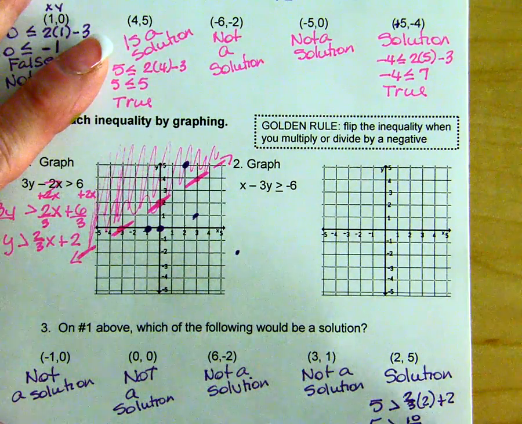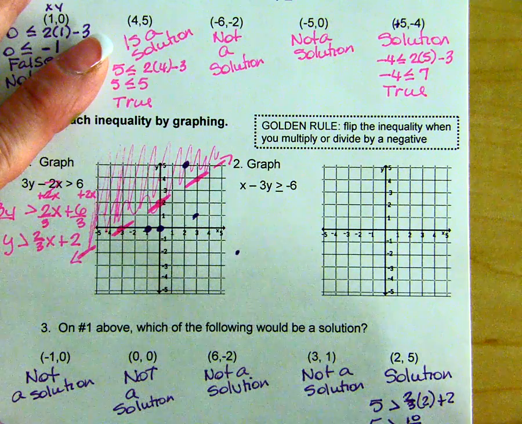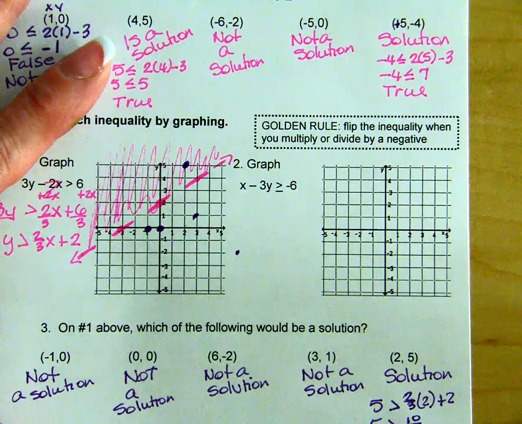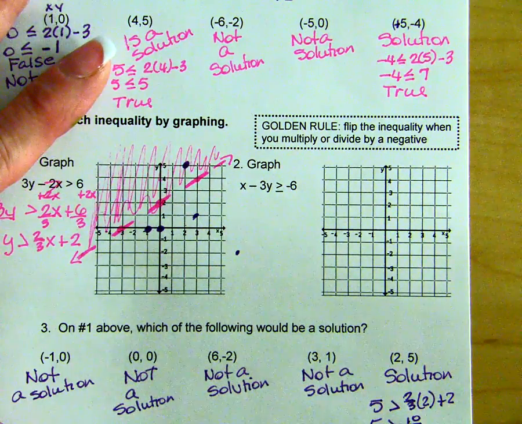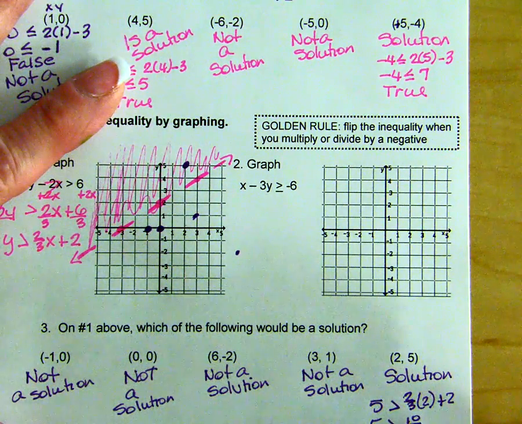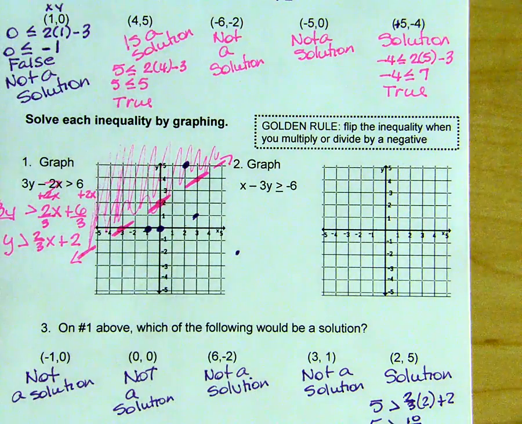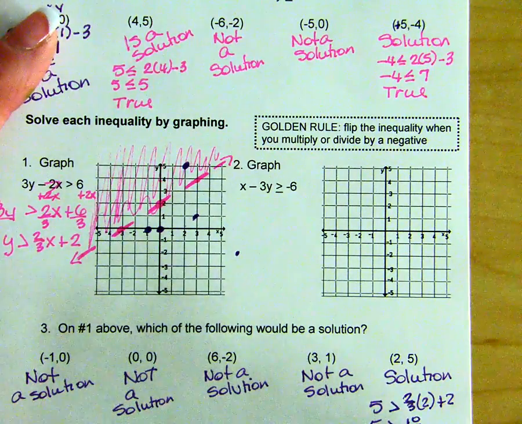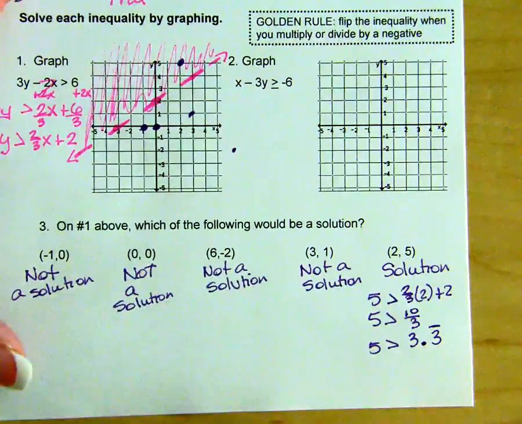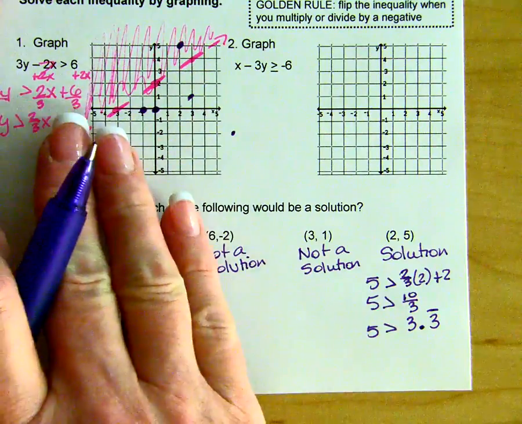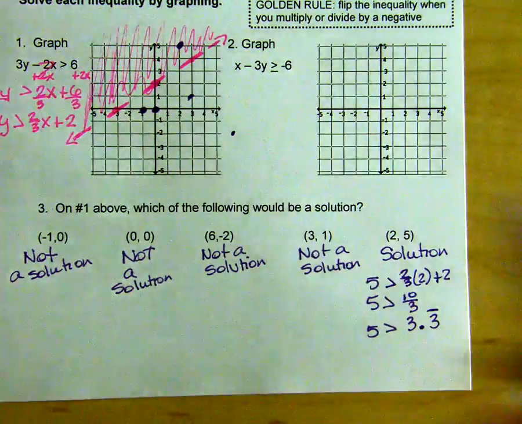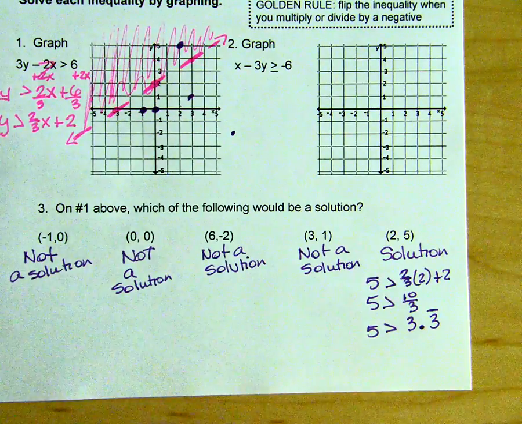And 5 is definitely greater than 3 point, see, 3 times with 1 left over, so this is going to be 3 repeating. Or 10 divided by 3 is 3.3 repeating. So 5 is definitely bigger than 3 and a little bit more. So here we have this number 1 and these solutions there. So we still need to graph the last one.